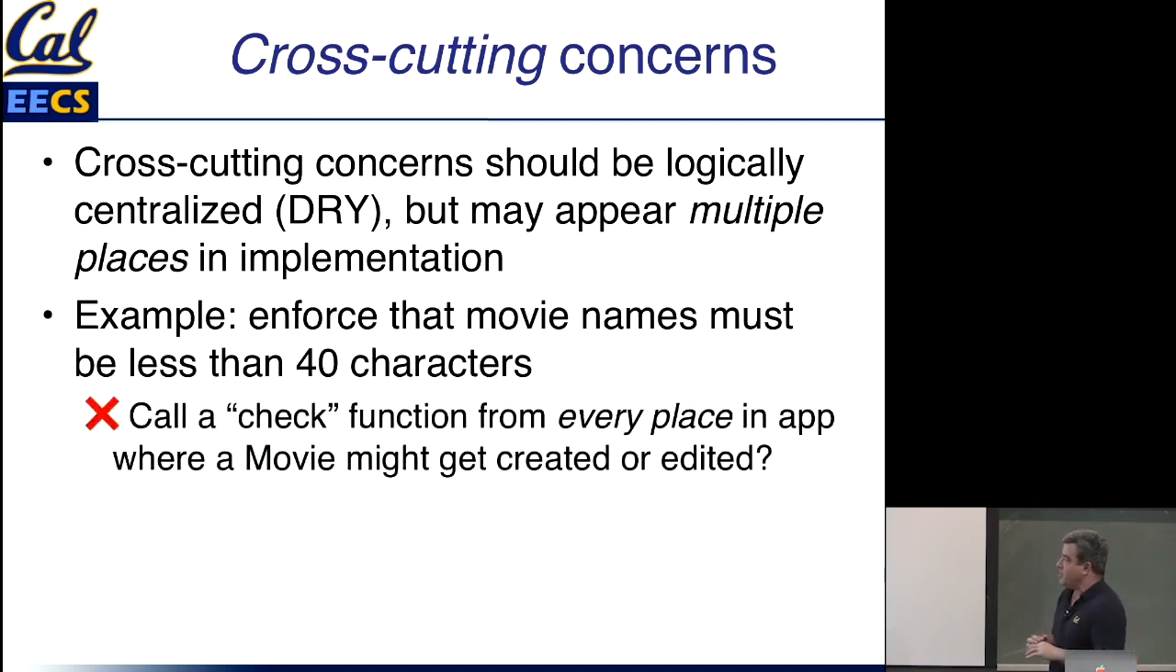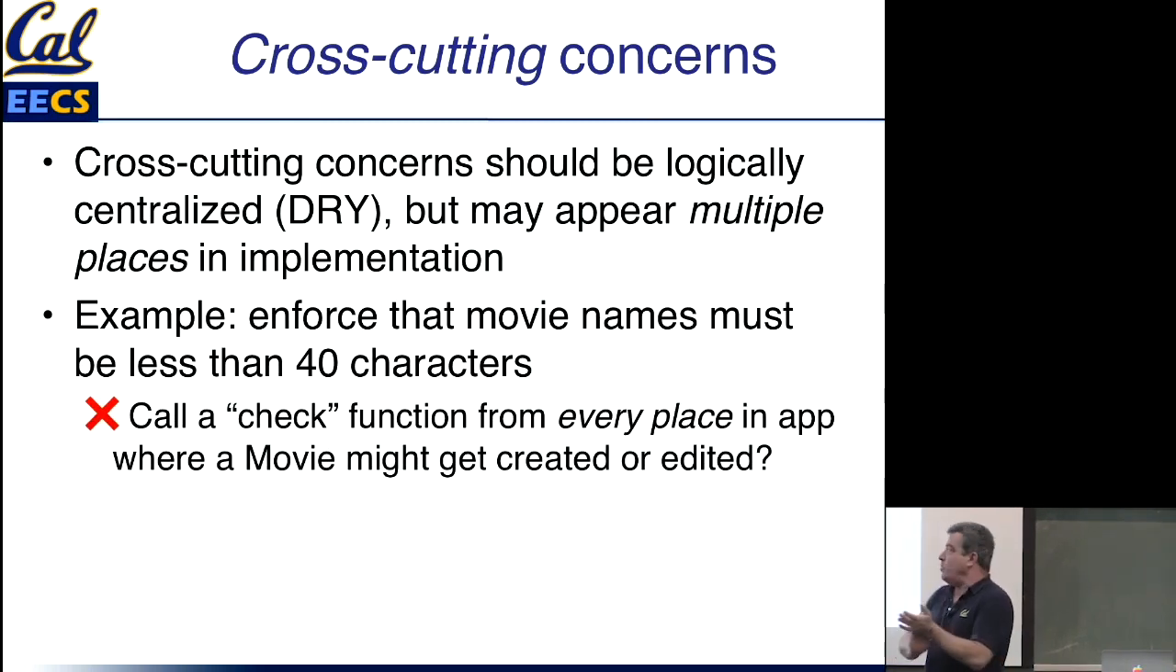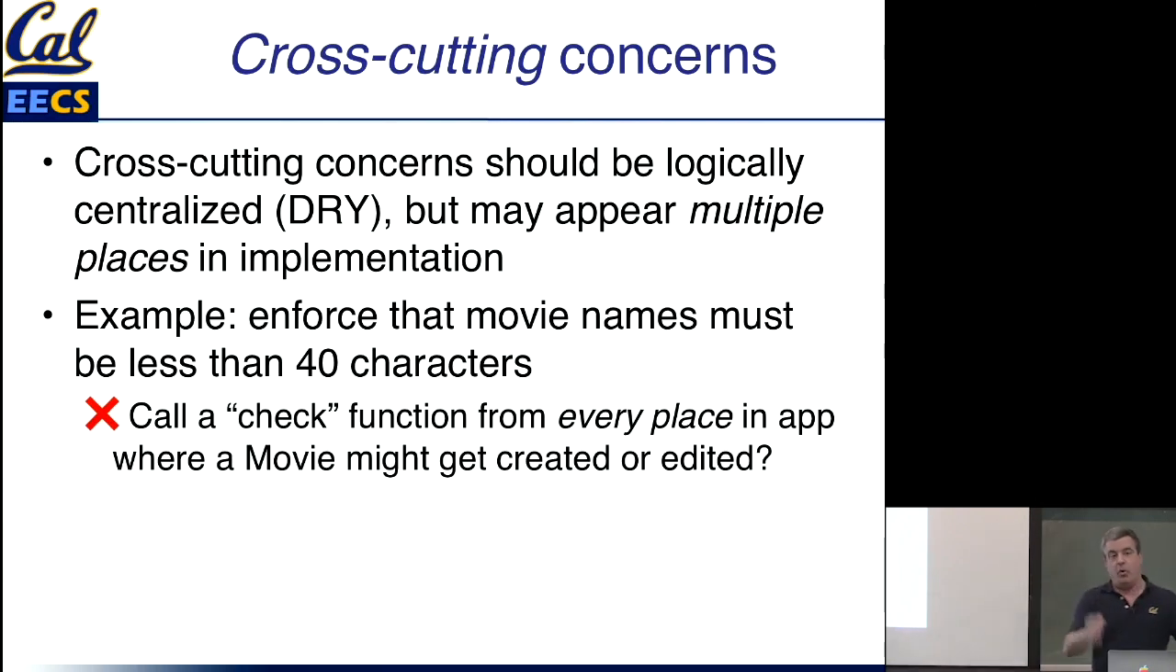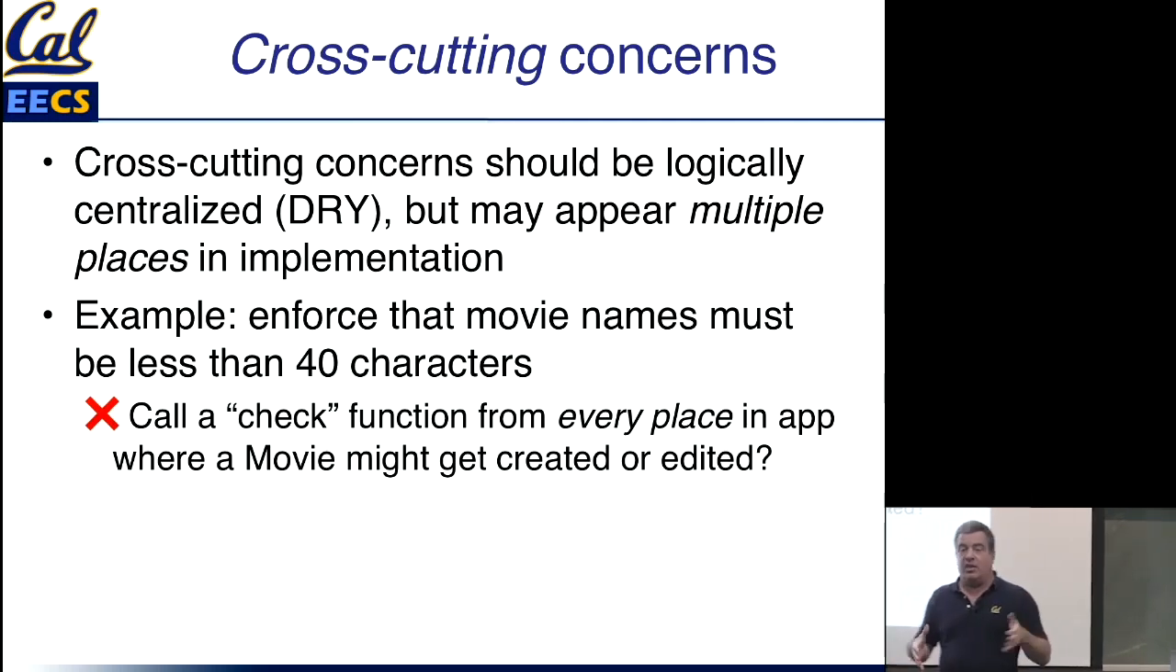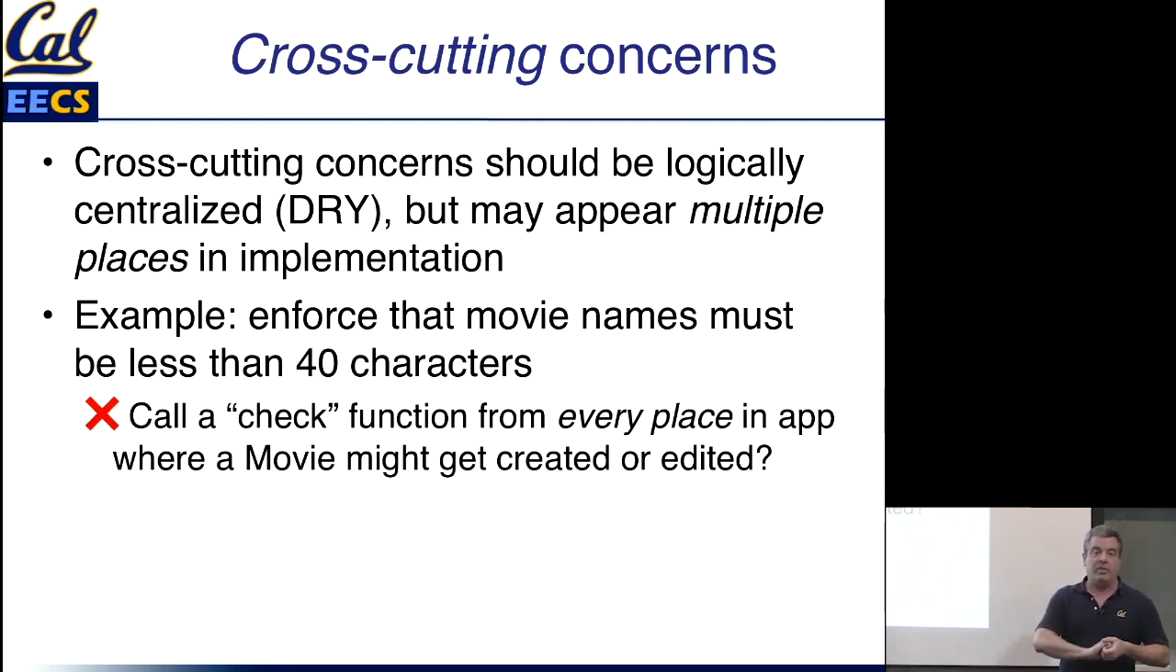So a simple example of something like that is, back to our simple Rotten Potatoes app, suppose we want to enforce that movie titles have to be less than 40 characters. The naive way to do this is every place in the app where a movie's title might get edited, so the form for creating one, the form for updating one, the form for retrieving one from TMDB, you could define some check function and then arrange to call that function. That's obviously pretty brittle because now you have a bunch of repeated calls to the function all over the place. You have to make sure that every one of them gets updated.